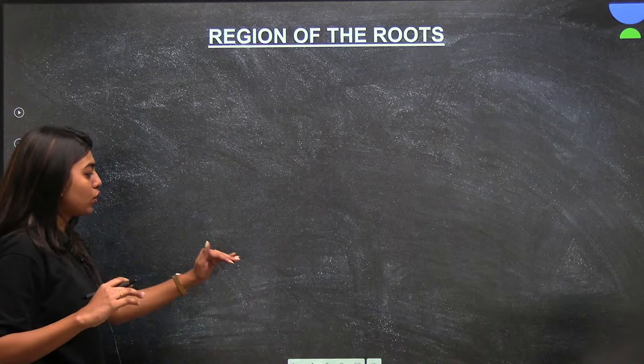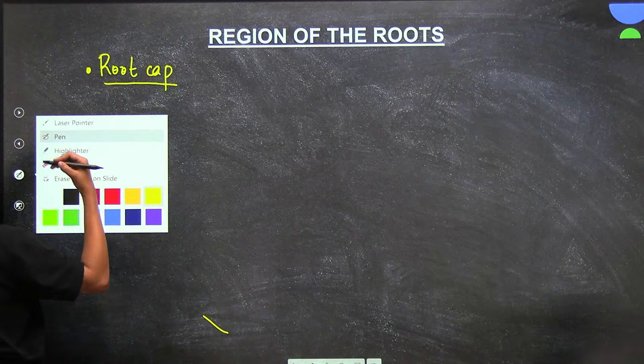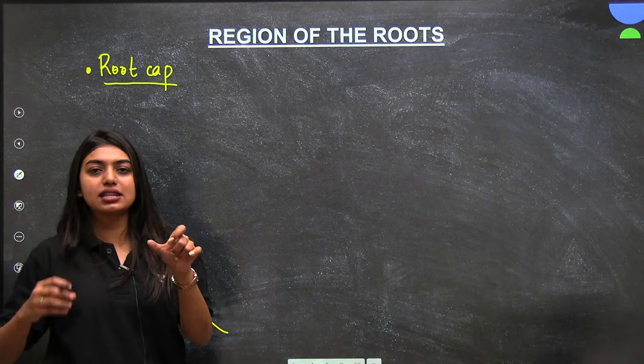There is something called the root cap, right? We are starting from the bottom to the top. So, root cap. What is a root cap? Root cap is basically a thimble-like structure. If you go to a tailor shop, you will see tailors have a thimble-like structure so that their finger does not get hurt, right?